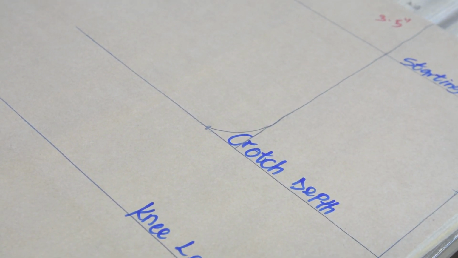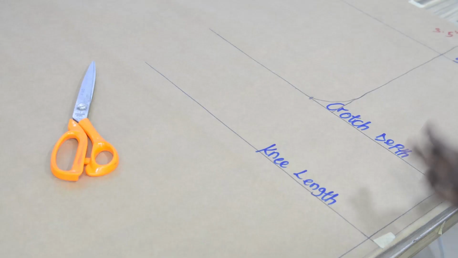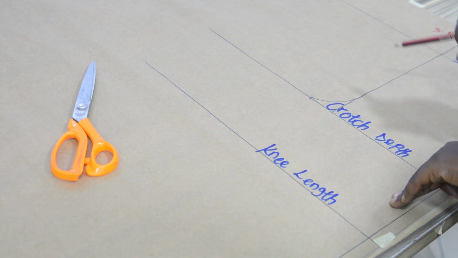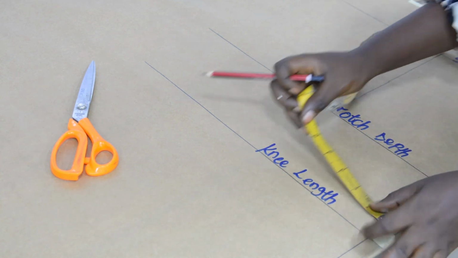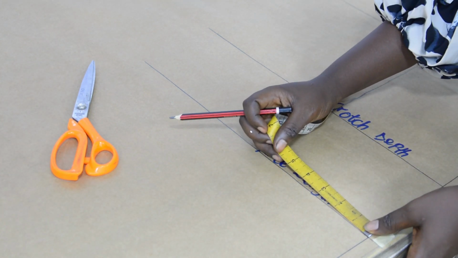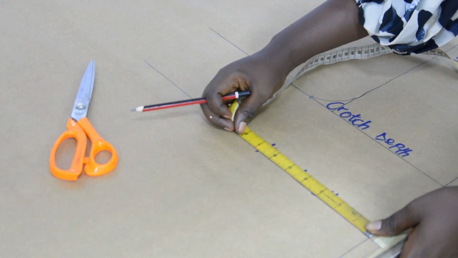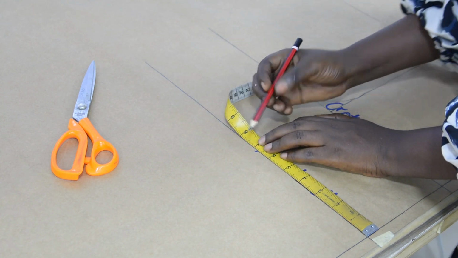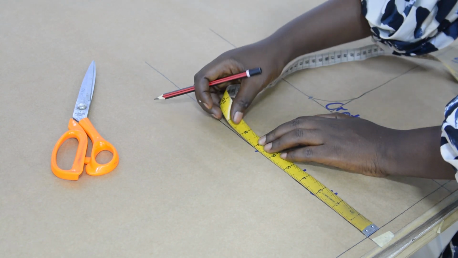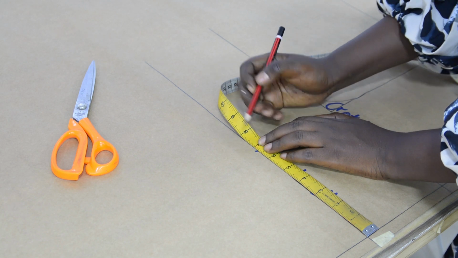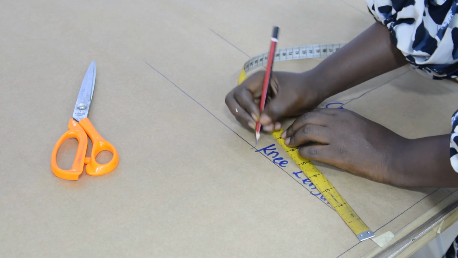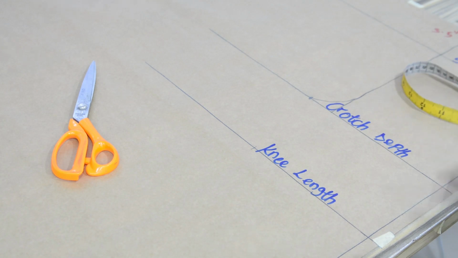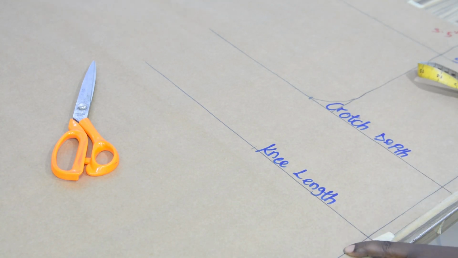Now the next step is to insert the circumference measurement of the knee. The knee circumference measurement has to be divided by 2. So I have 14 inches for the knee circumference measurement. Divided by 2, that gives me 7 inches, which is here. Don't forget, I'm taking all my measurements from the starting point line I have by the side.